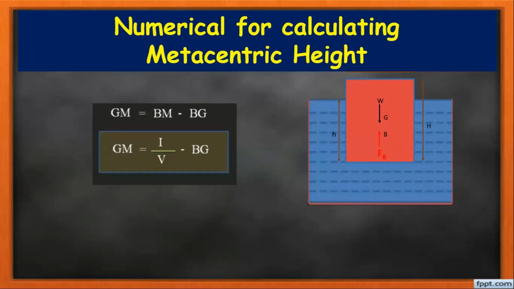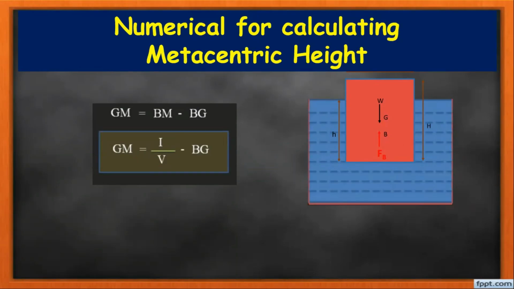Welcome dear students. Today in this video lecture we are going to solve the numericals based on the metacentric height. As in the previous lecture, we have derived the equation to calculate the metacentric height using the analytical method, that is, metacentric height equals moment of inertia divided by the volume, minus BG, that is the distance between the center of buoyancy and the center of gravity.